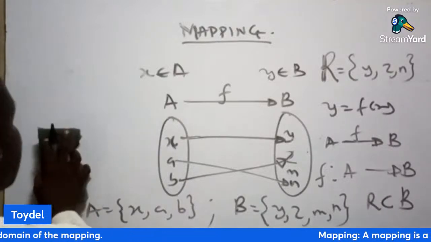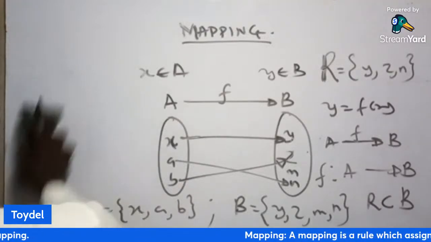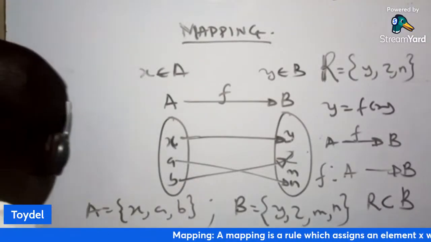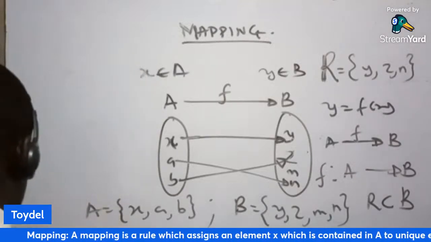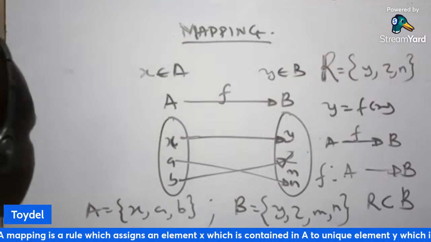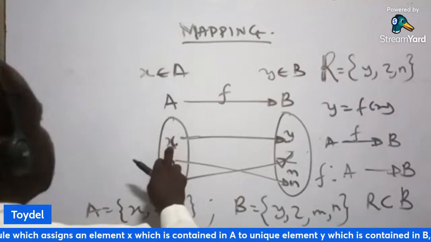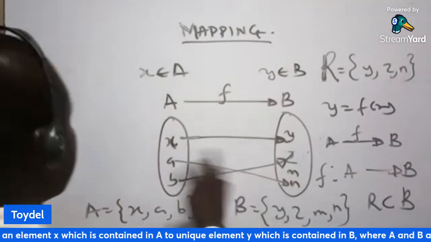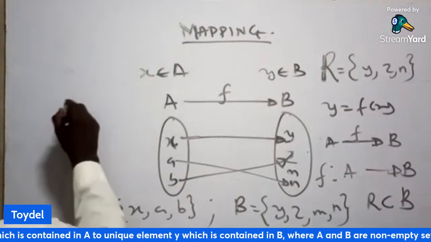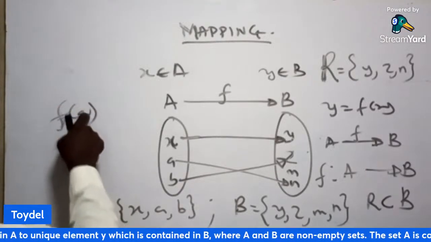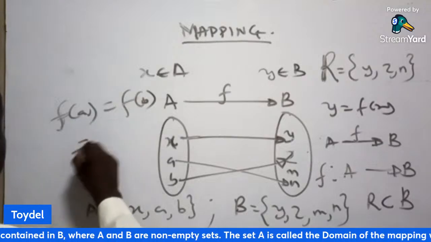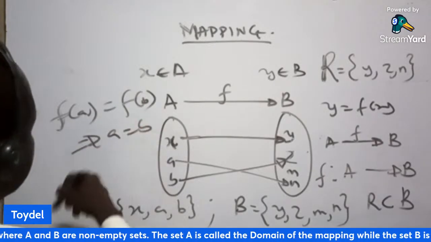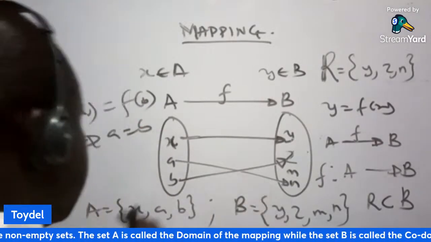So we talked about the five types of mapping in the previous class. The first one is called injective, that is one-to-one mapping. It is one element to one element. That is when we have f of A, where A is an element in the domain, equal to f of B. Therefore, this implies that A equals B. That is one-to-one mapping.